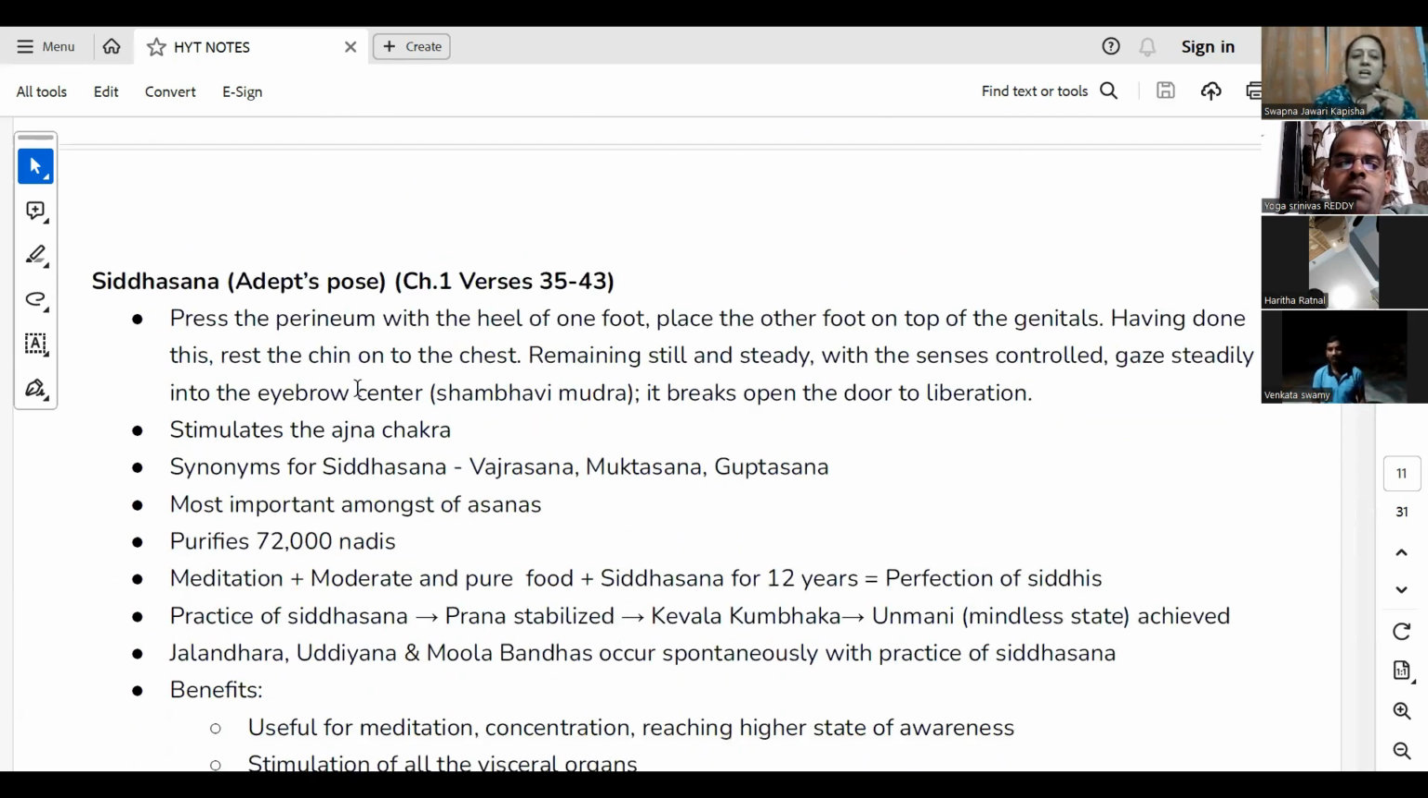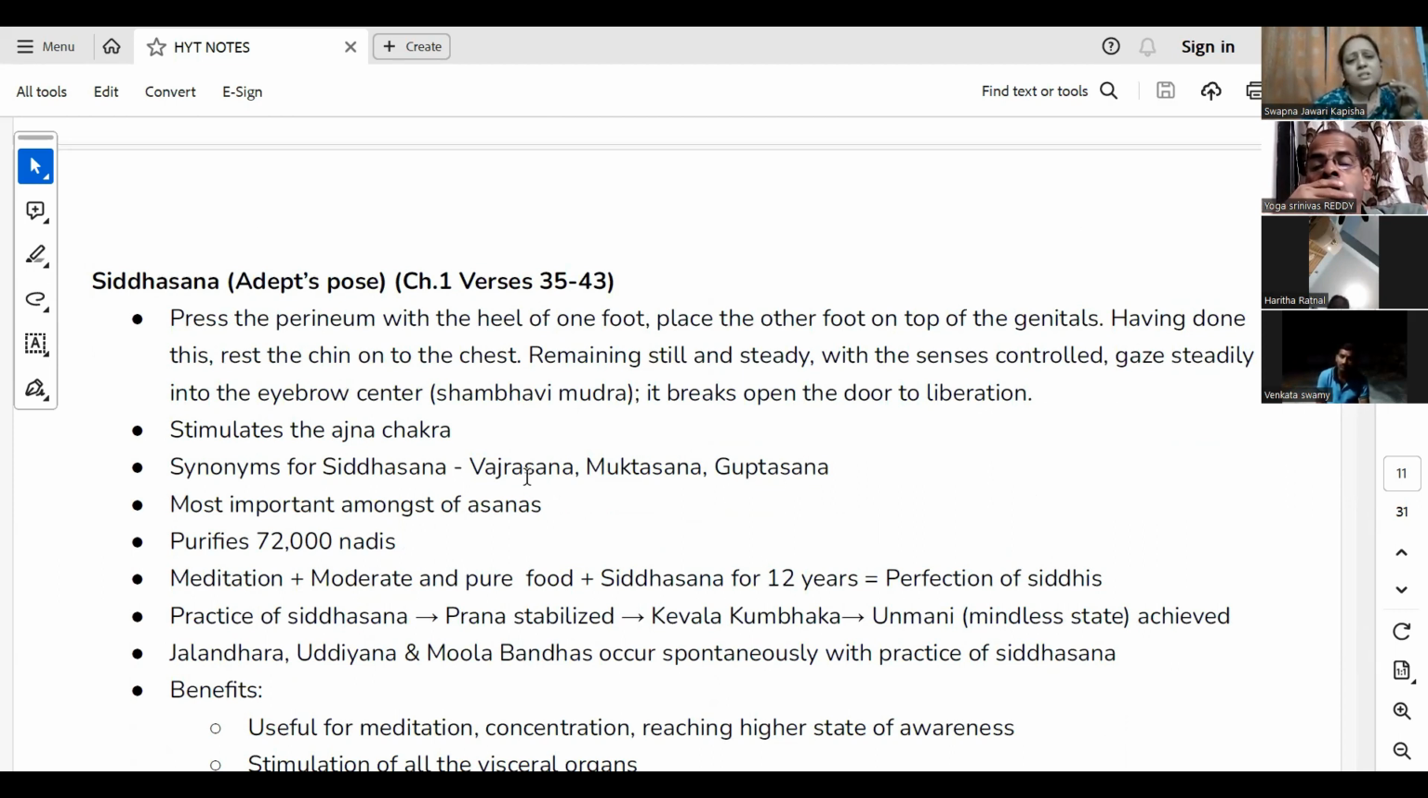Now, the first asana, Siddhasana. It has been explained from Shloka 35 to 43 in Hatha Yoga Pradipika. In English, it is also known as Adept's Pose. Don't worry about the English name. You should always remember the Sanskrit name, Siddhasana. You might have seen this Siddhasana.